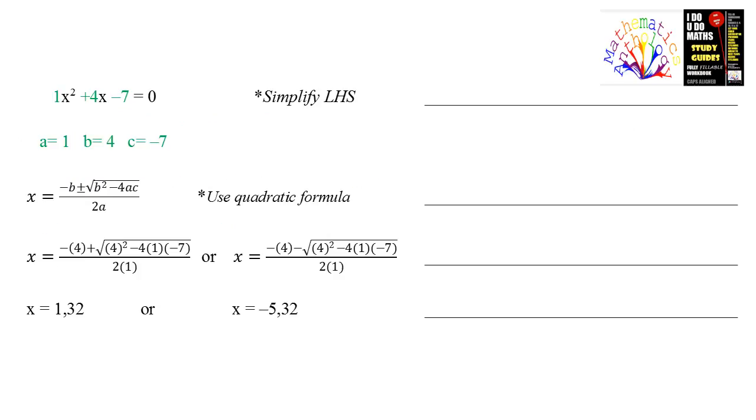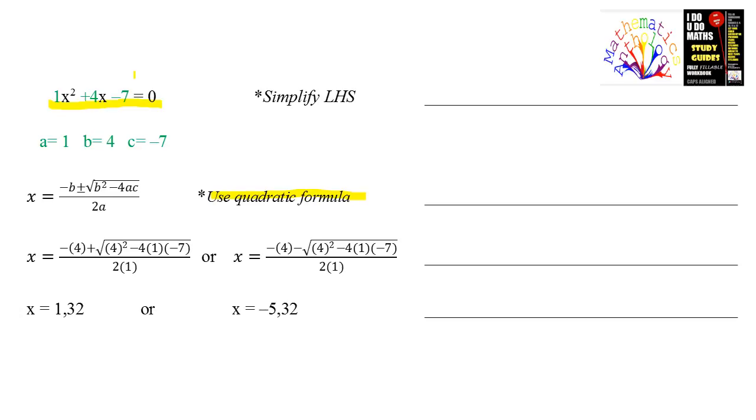Put your like terms together and you'll end up with your trinomial of 1x squared + 4x - 7 = 0. Your a term is in front of x squared, which is 1. Your b term is in front of x, which is 4. And your c term is your constant, which is -7. Getting our a, b, and c values here because we are going to have to use the quadratic formula, because this is not going to factorize using the cross method.